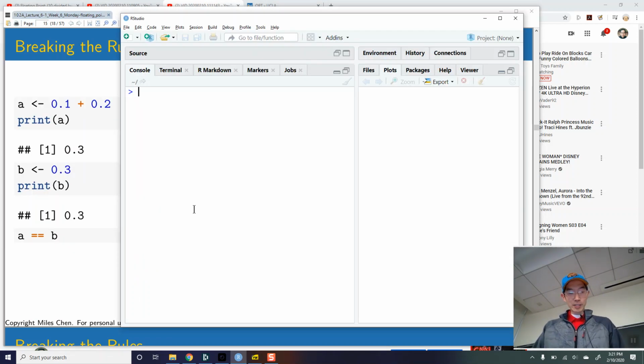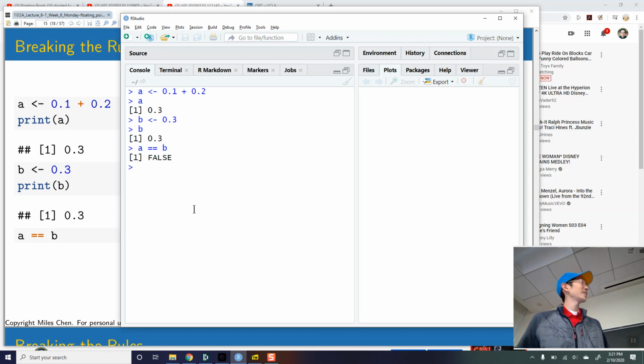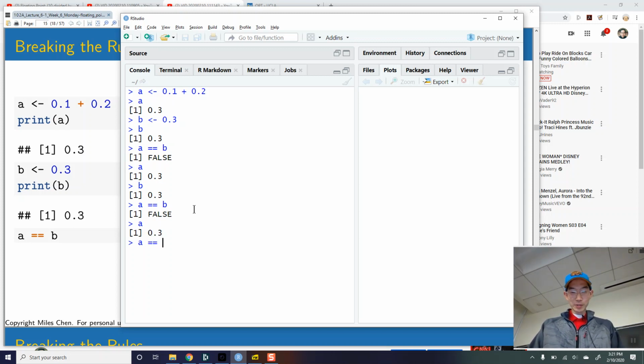Let's try this, right? So here I'm going to say A is 0.1 plus 0.2. What is that? A is 0.3, okay? Let's do B is 0.3, okay? B is 0.3. Is A equal to B? And it comes back false. And I go, what? Really? Okay. What's A again? 0.3. What's B again? 0.3. Is A equal to B? No, right? What's A? A is 0.3. Is that equal to 0.3? Again, we're coming back false. B is equal to 0.3. That's true. Okay.